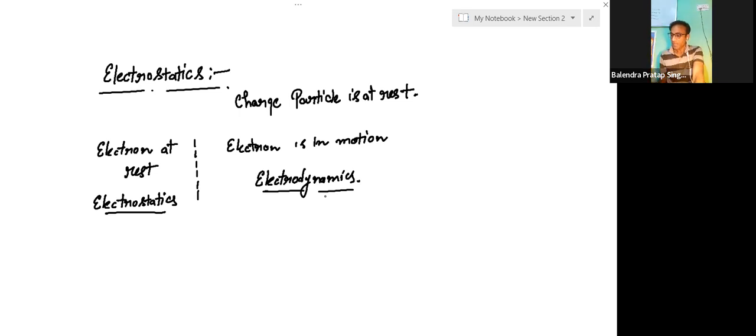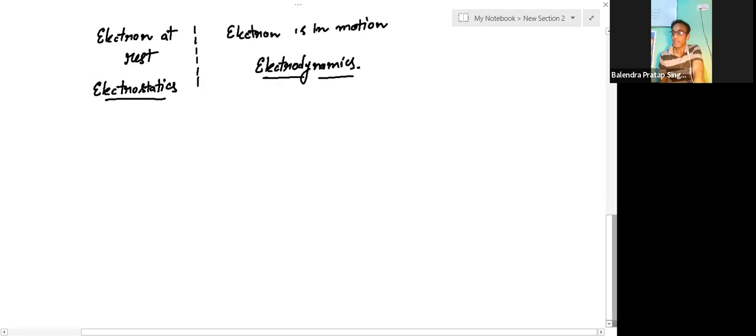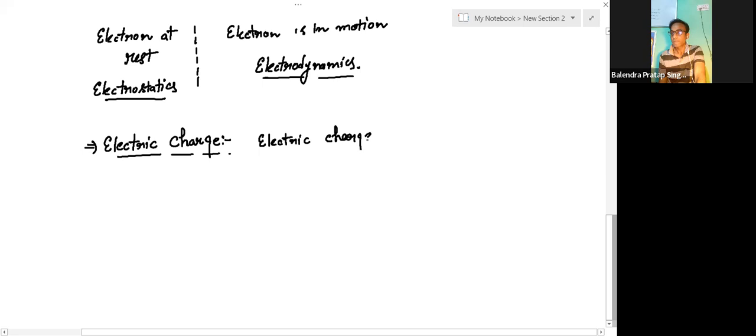So now let's talk about what is electric charge. A very fundamental thing, electric charge. There is a very good definition: electric charge is an intrinsic property of fundamental particles.